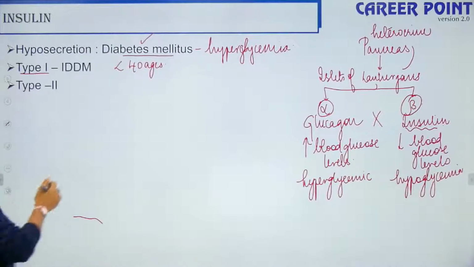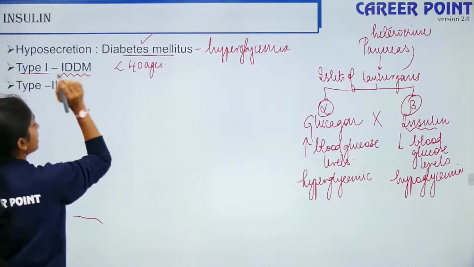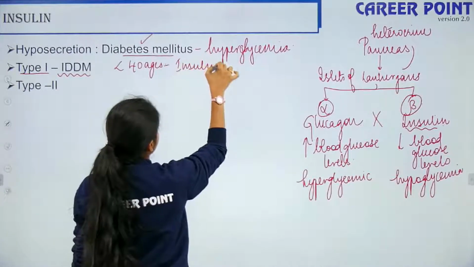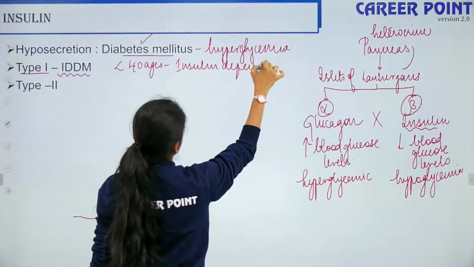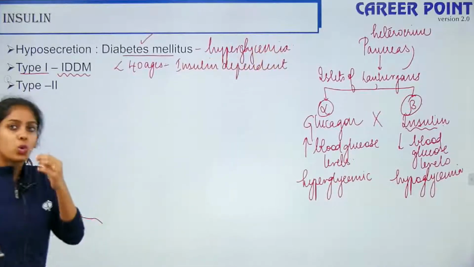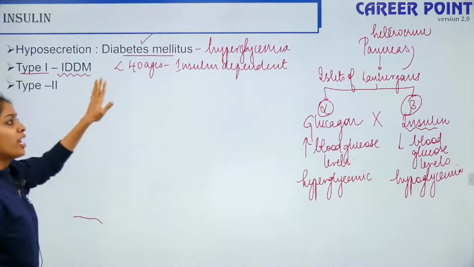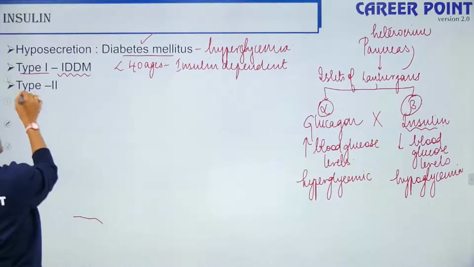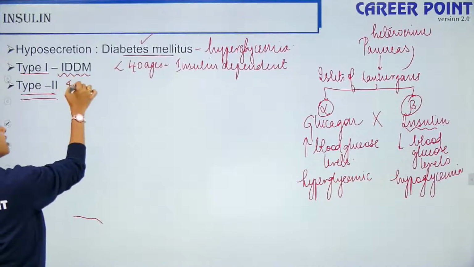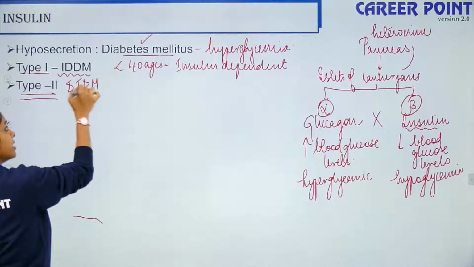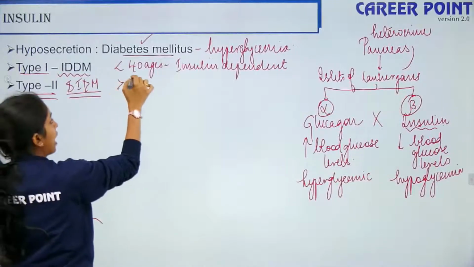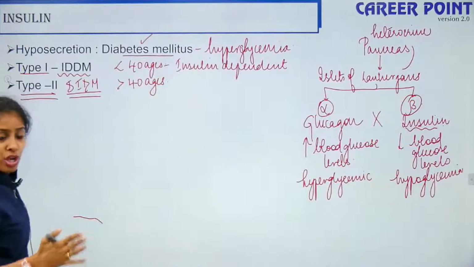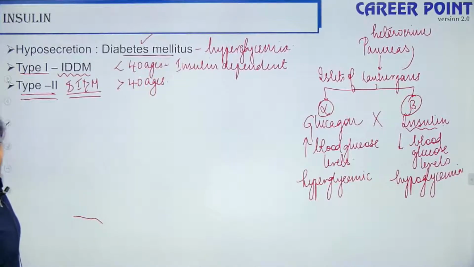So type 1 diabetes is known as insulin dependent diabetes mellitus. So this happens in individuals who are less than 40 years old, where your beta cells are completely lost or reduced. So the next one is type 2 diabetes. So this is insulin independent diabetes mellitus. So this happens in people who are above 40 years of age. So gradually the beta cells get reduced. So that is not a very early condition, right?